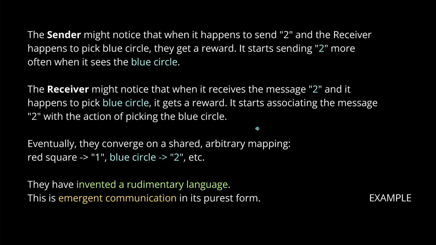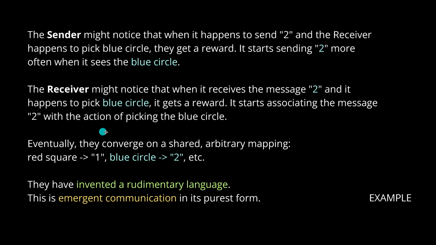A simpler example. The sender might notice that when it happens to send here the number 2, and the receiver happens to pick up the blue circle in this case, they both get a reward. So they do have separate learning processes, but given the particular loss function, it is combined. So the sender now starts sending 2 more often when it sees the blue circle, and guess what? The same happens for the receiver.